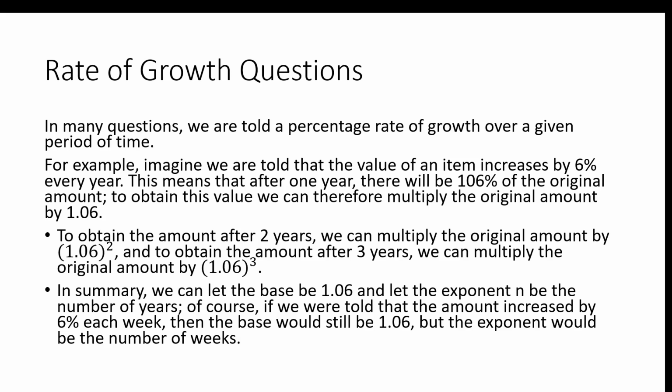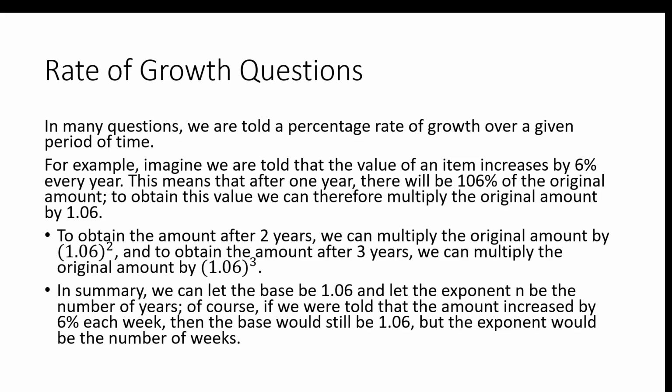So for example, imagine we're told the value of an item increases by 6% every year. This means that after 1 year, there will be 106% of the original amount. You keep the original 100% and add 6 more percent, you have 106% of what you started. If you had 100% of what you started with, you'd have stayed constant. But since you grew by 6%, you now have 106%. To obtain that value, you would therefore multiply the original amount by 1.06.